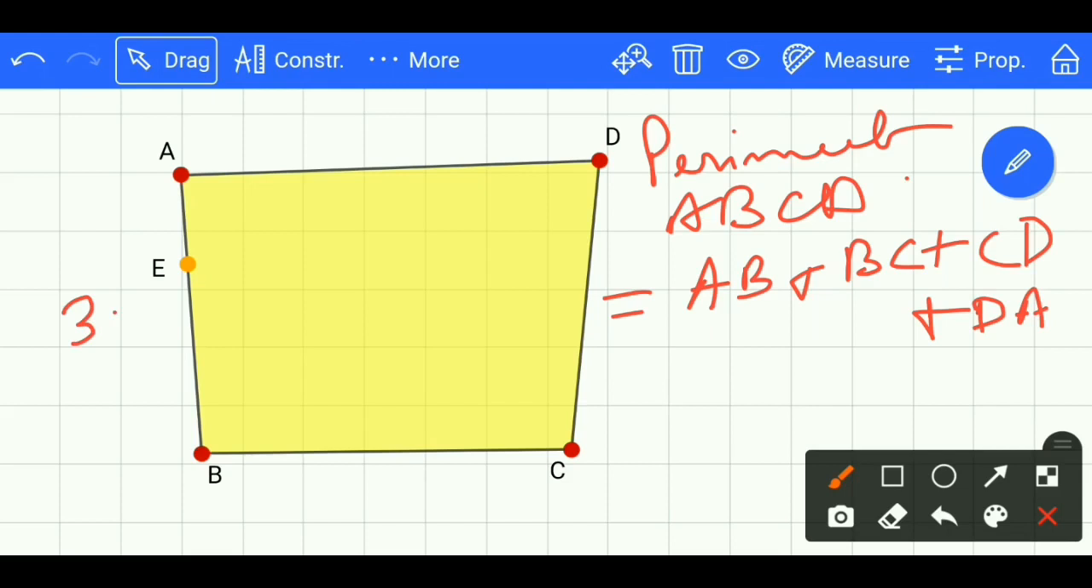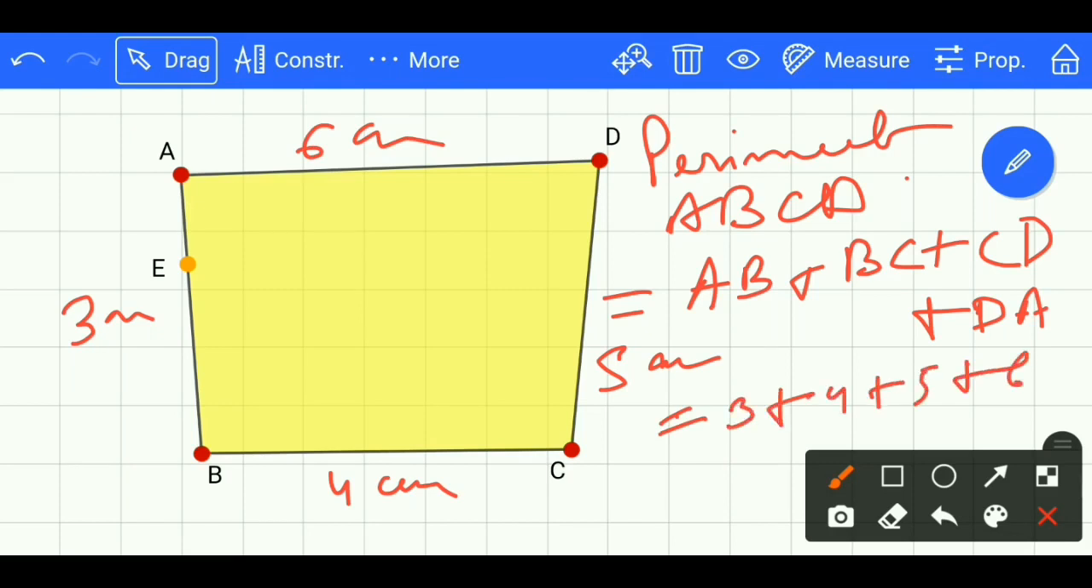Suppose AB is 3 cm, BC is 4 cm, CD is 5 cm, and DA is 6 cm. So the perimeter of quadrilateral ABCD will be 3 cm plus 4 plus 5 plus 6, and it will be 18 cm. The perimeter of quadrilateral ABCD will be 18 cm.